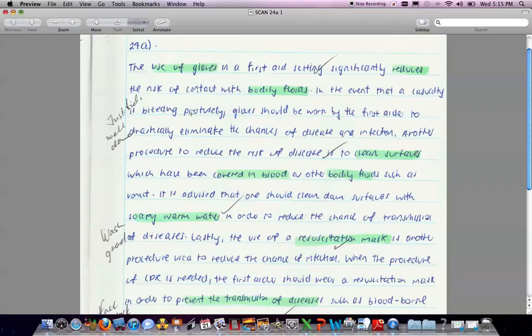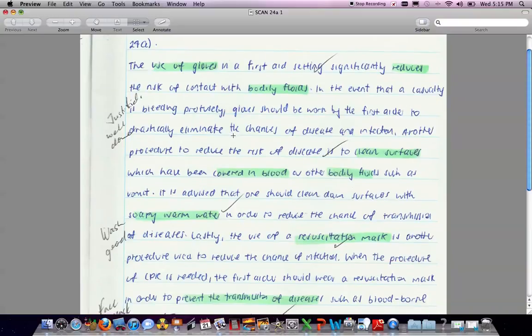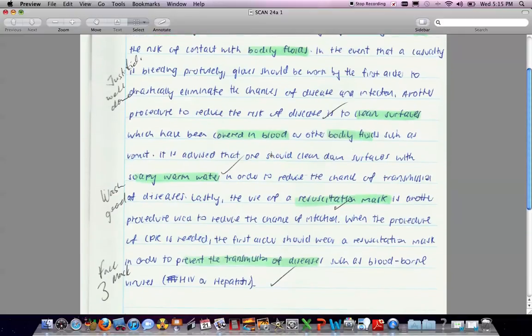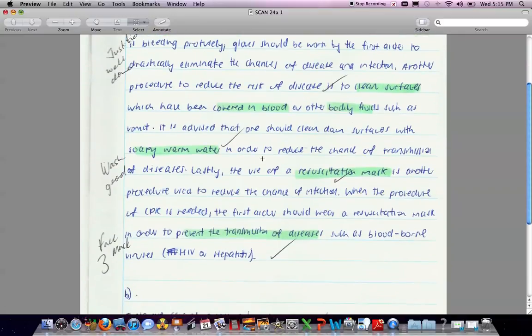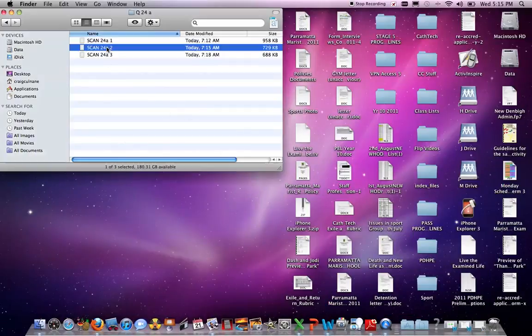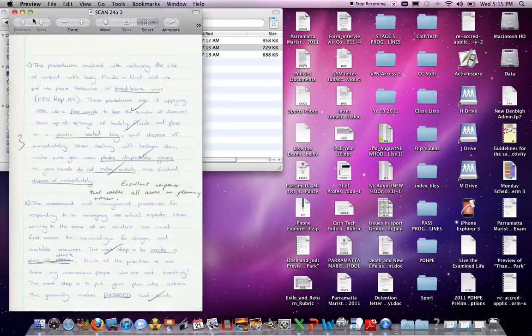If we look at this answer, with the use of the highlighter, the use of gloves is evident there, which reduces the risk of body fluids being transferred. Cleaning the surface, looking at the body fluids there. Warm soapy water refers to the cleaning, the resuscitation mask, and then to prevent the transmission, such as the disposal of those bodily fluids.